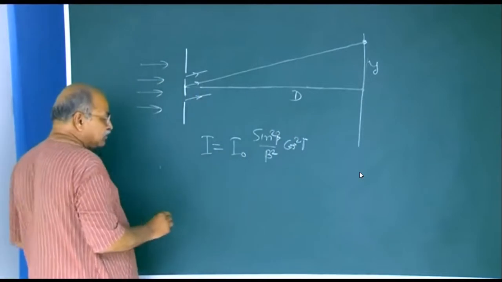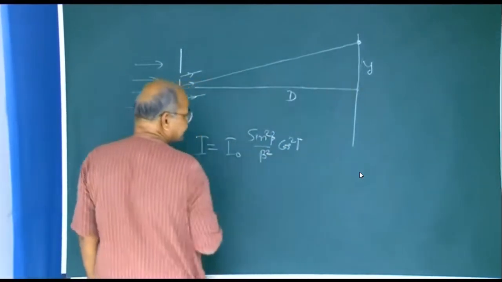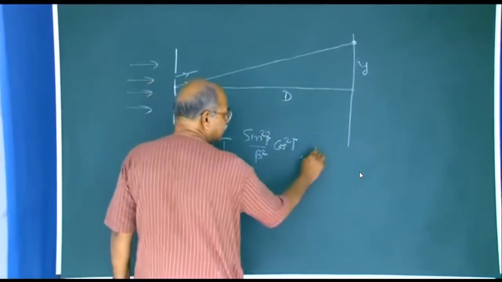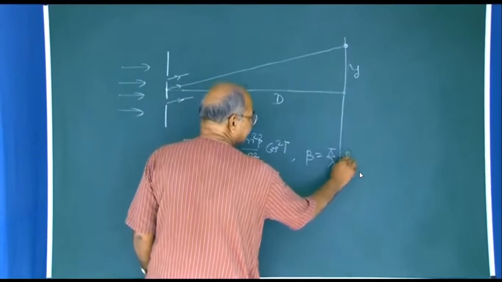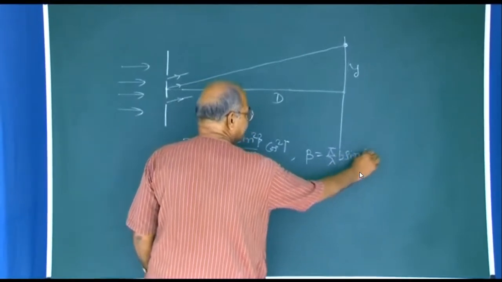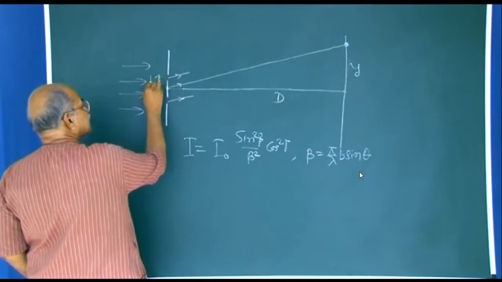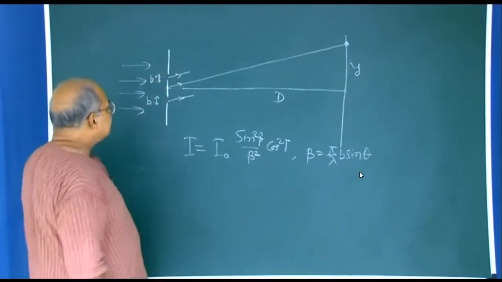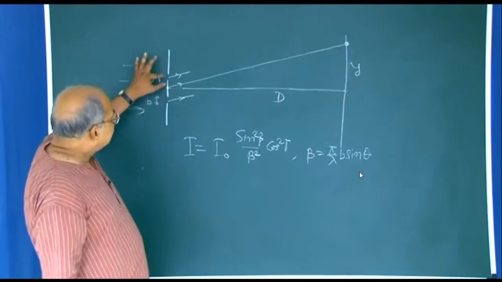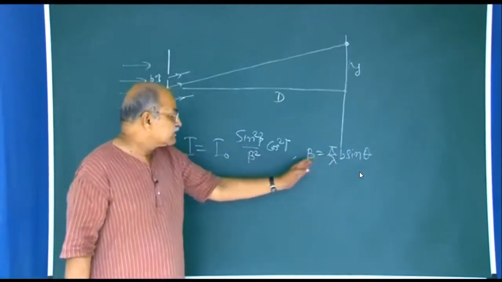I have already told you what this I0 is, the intensity at the central point. Beta, as I have already told you, is pi over lambda times b sine theta, where b is the slit width. This is b, and this is b, assuming both slits are of the same width. So the width of either slit is b, and from there you construct this beta.